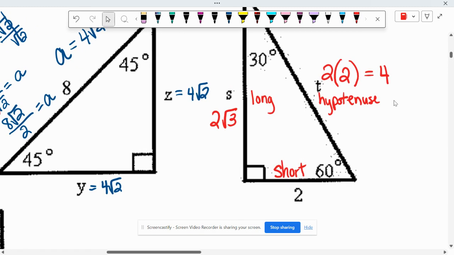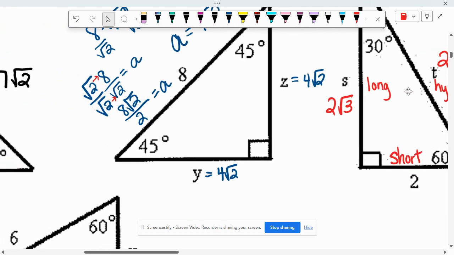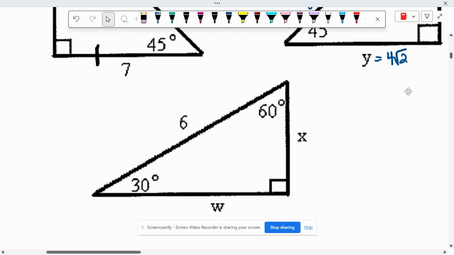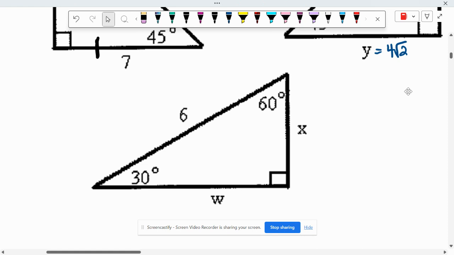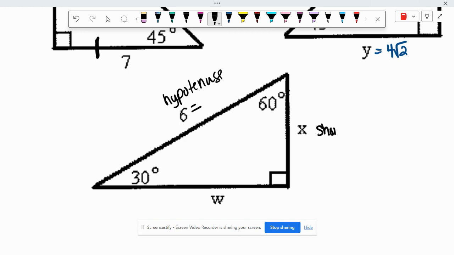Okay, I think we have one more example like this, yes? Just a triangle laying sideways. Okay, so this is giving me the measurement of the hypotenuse. I know what my hypotenuse is. So this is my hypotenuse. This is my short leg. And this is my long leg. So if I know what the hypotenuse is, how am I going to find the short leg?